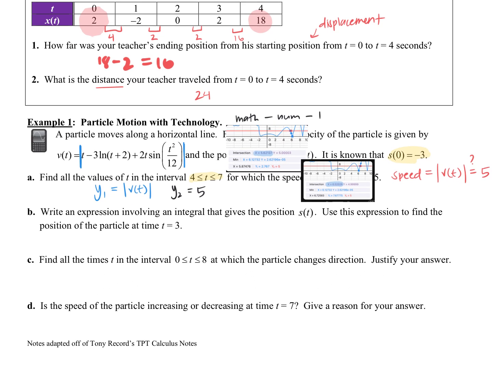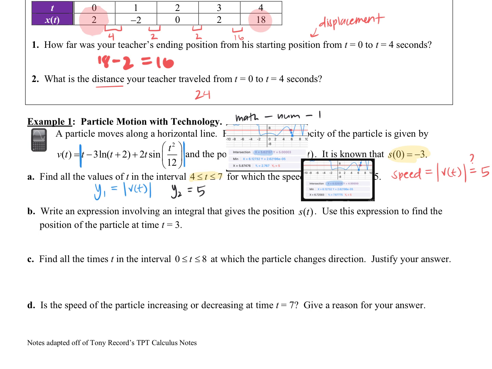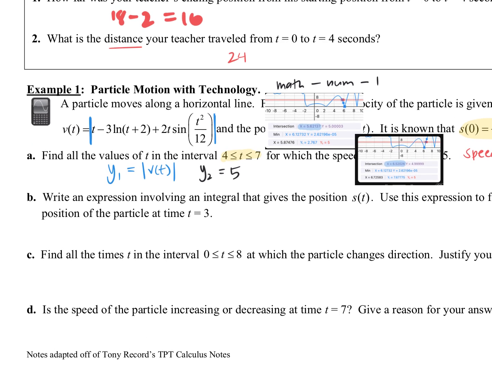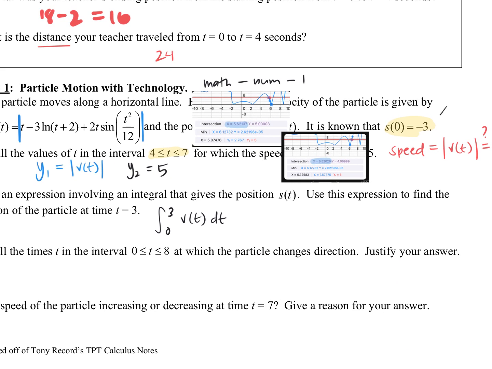The next question asks us to write an expression involving an integral that gives the position s of t, and then use that to find the position at time t equals 3. If we're given velocity and want to find position, what am I going to have to do? Integrate it, right? So I'm integrating from 0 to 3 of my velocity function. But then I need to add where we started. We were given that initial value of negative 3.